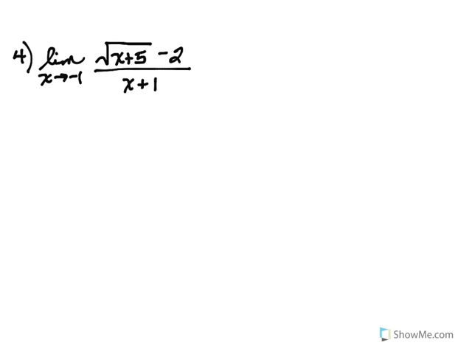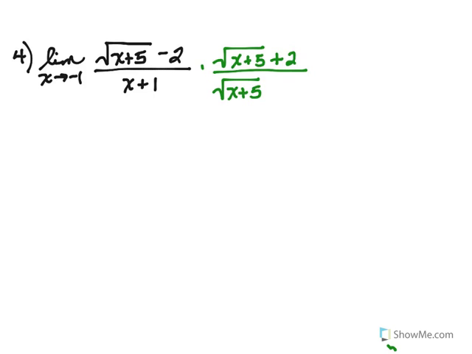Now notice our square root, our radical, is in the numerator. The conjugate of that numerator term is going to be square root of x plus 5 plus 2. I'm sure you learned about conjugates in Algebra 2. And you're going to do that in the numerator and denominator.